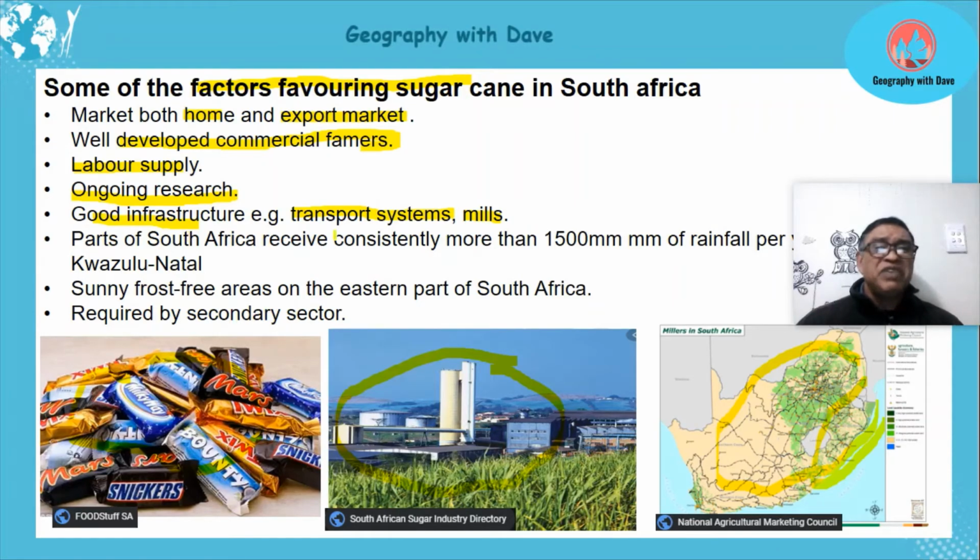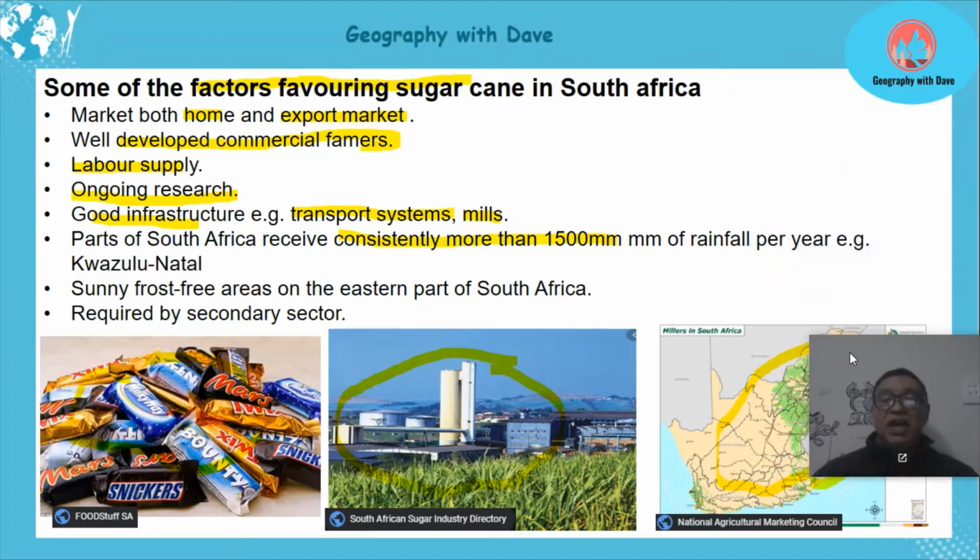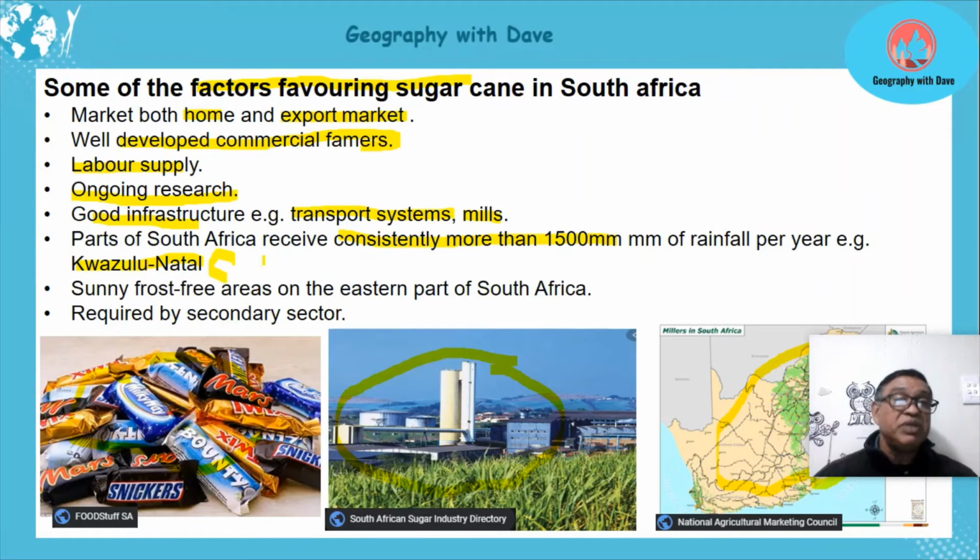All right. Parts of South Africa receive consistently more than 500 millimeters of rainfall a year. Example, KwaZulu Natal, more along the coastal region. And maybe I should write coast here. I'm going to put an A here, in terms of my coast. Okay, the coastal regions receive a lot of rainfall.